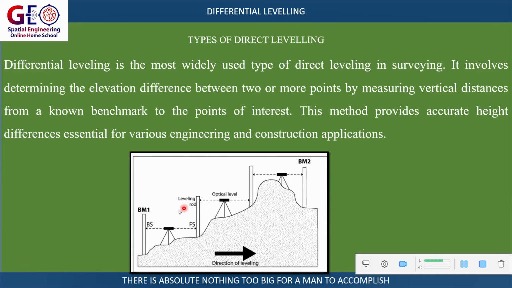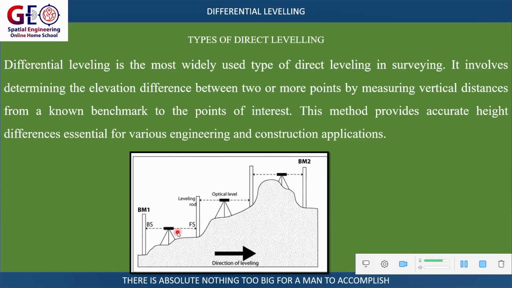We have a point BM1 and another point BM2, where BM1 and BM2 are benchmark 1 and benchmark 2. Those are points whose altitude or elevation has been determined with high precision using geodetic methods. Maybe we want to determine the height of points in between BM1 and BM2. So these are point one and another point two.